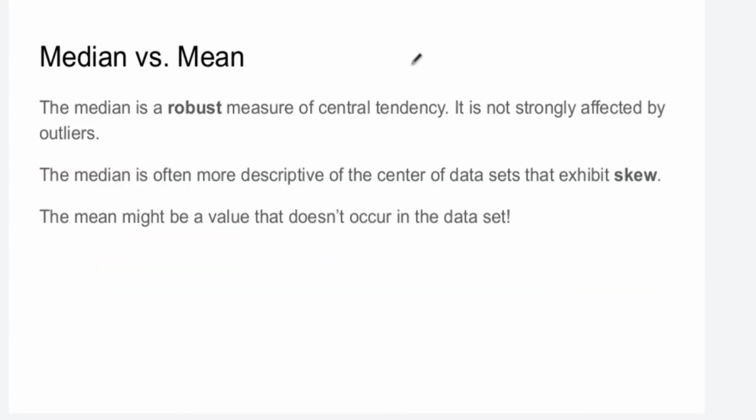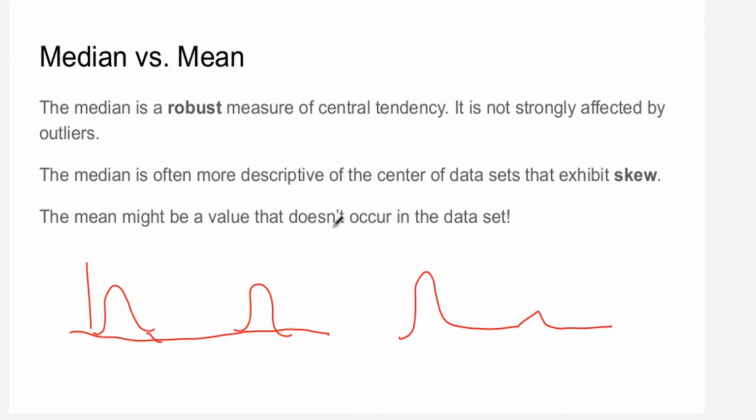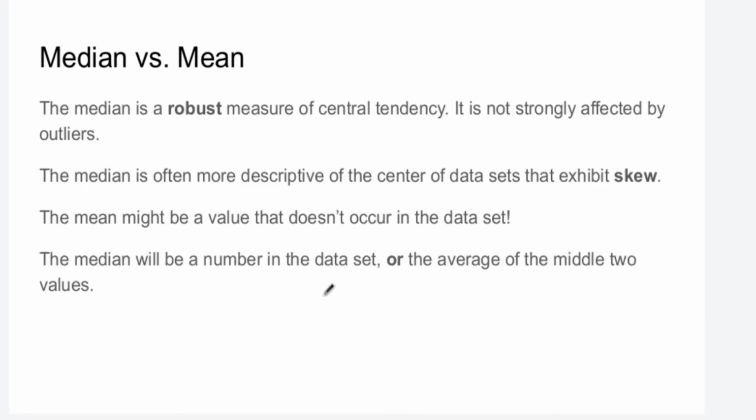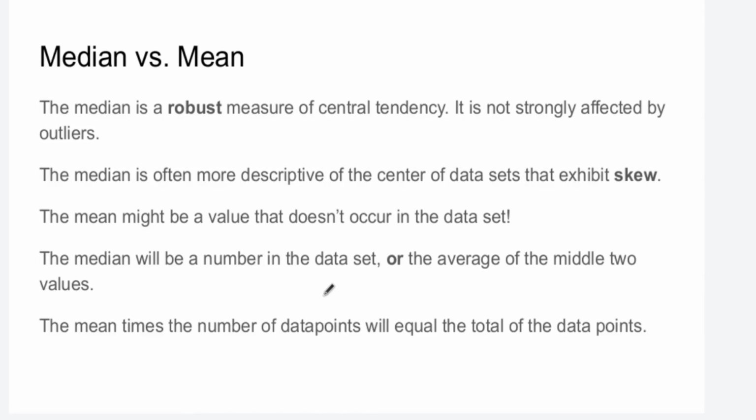So important to note also, the mean might be a value that doesn't even occur in the data set. So if I had bimodal data with two distributions separated like this, well, I'd have a problem in either case there. But for data that has several peaks, you're usually going to get a more realistic measure of the center by looking at the median than by looking at the mean. The median will be a number in the data set, or at least the average of the two middle values. And one advantage of the mean, on the other hand, is that the mean times the number of data points will always equal the total of the data points, which can be a handy thing to know.